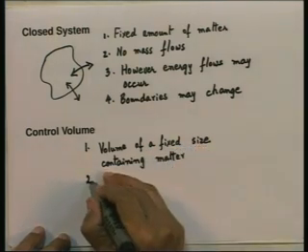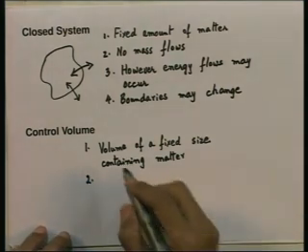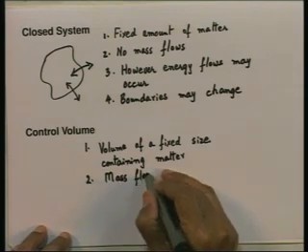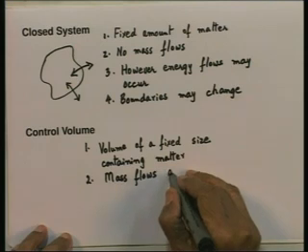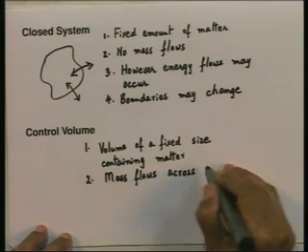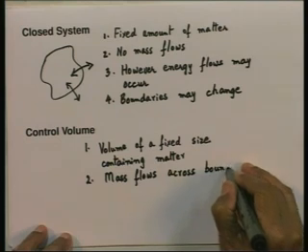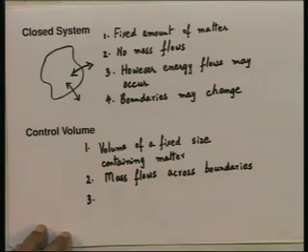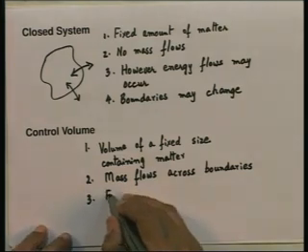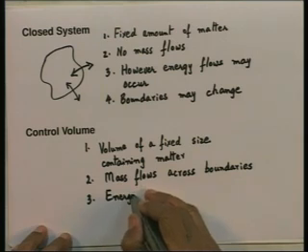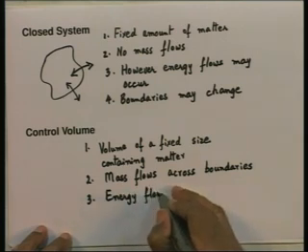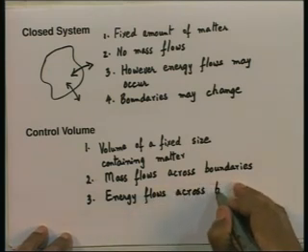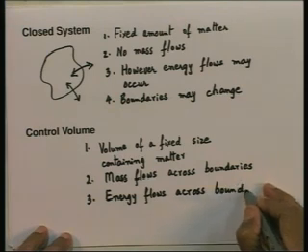Number 2, mass flows may occur across the boundaries of the control volume. And number 3, energy flows also occur across the boundaries. That is what we mean by a control volume.